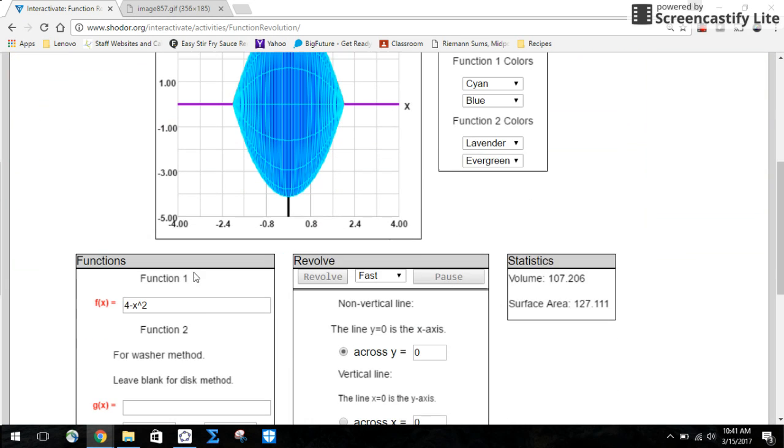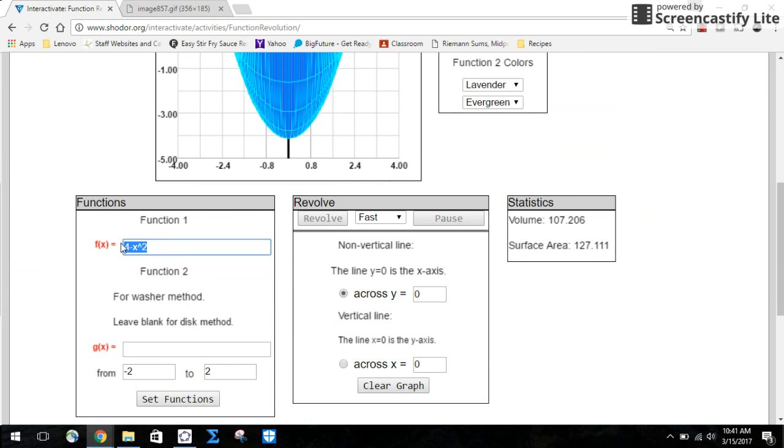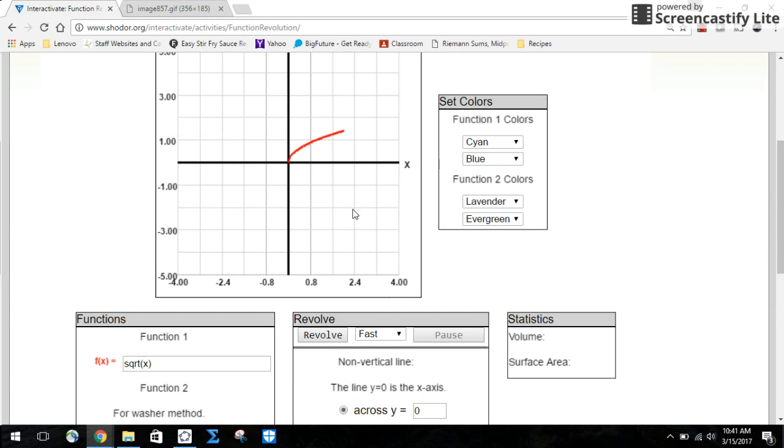I'm going to create a new function, and I'm going to use the square root of x. I think I mistyped that. Yes, the square root of x. And this time I'm going to go from 0 to 2. I'm going to set my function. There's my function. And again, I'm going to revolve it around the x-axis.